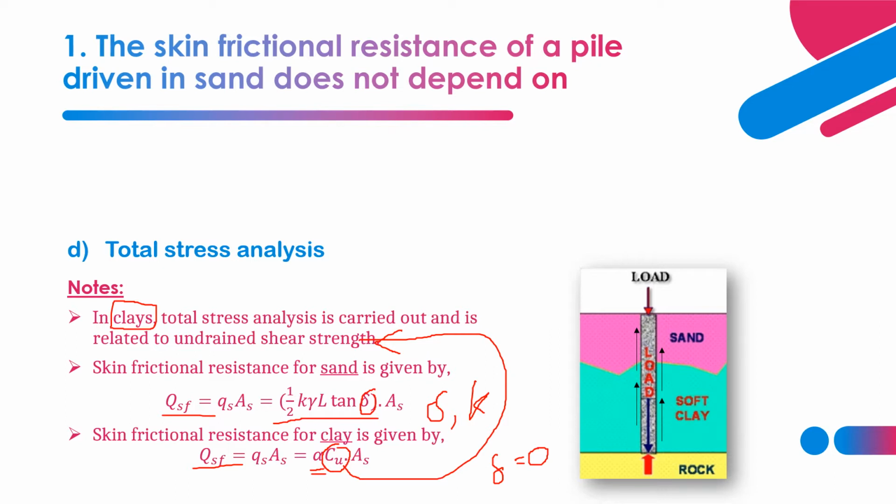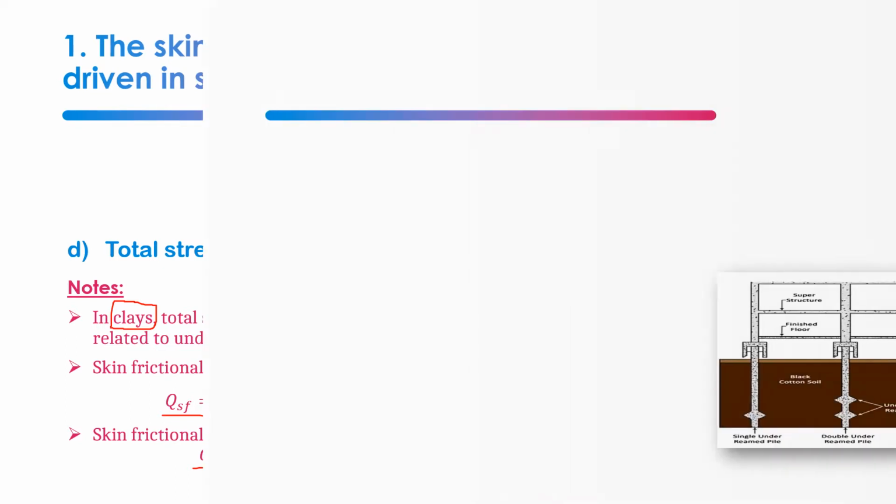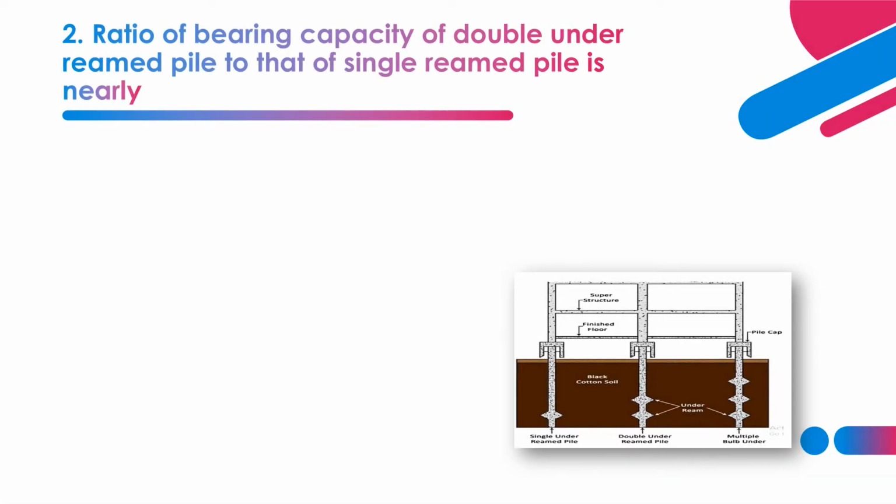Now let's see the second question. The second question is related to under-reamed piles. The ratio of bearing capacity of double under-reamed pile to that of single under-reamed pile is nearly. This is the single under-reamed pile. This is the double under-reamed pile. So what is the ratio between them of the bearing capacity? Option A 2.0, option B 1.2, option C 1.5, option D 1.7.